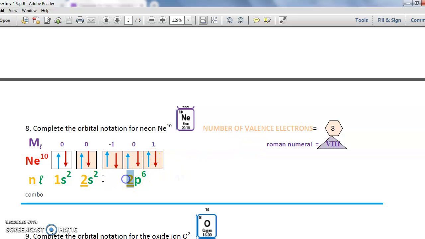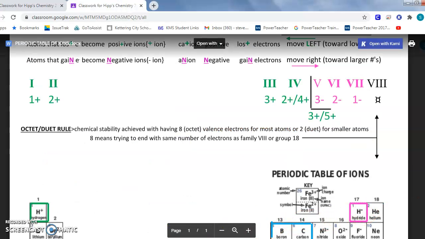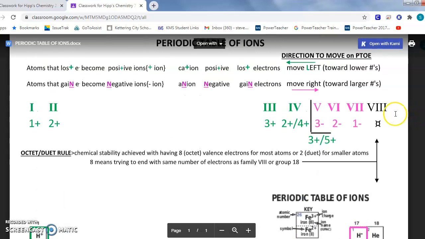Valence are electrons in the outermost level. 2 is my outermost level. It has 2 in the 2s, 6 in the 2p. 2 and 6 is 8. We're certainly hoping that the Roman numeral above neon, here's neon, is 8. It is. And neon is chemically stable, so it would never need to have a charge.